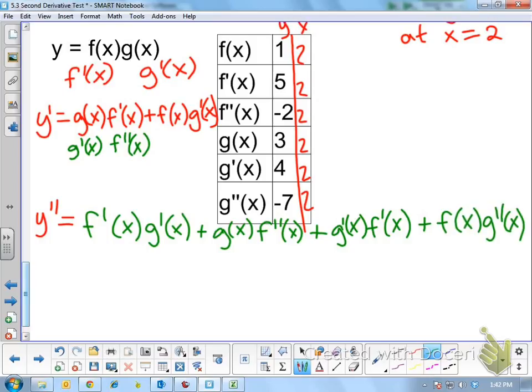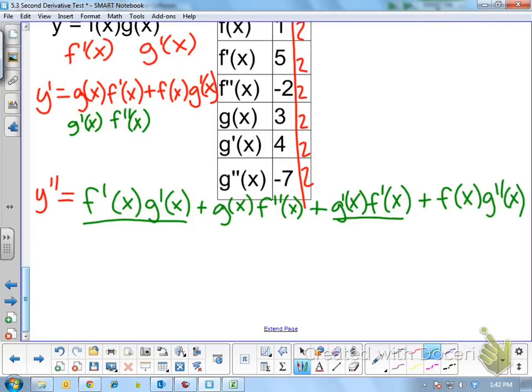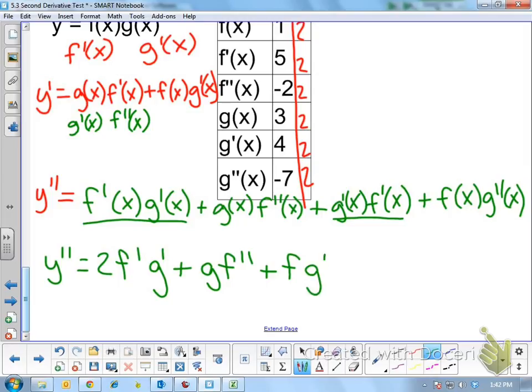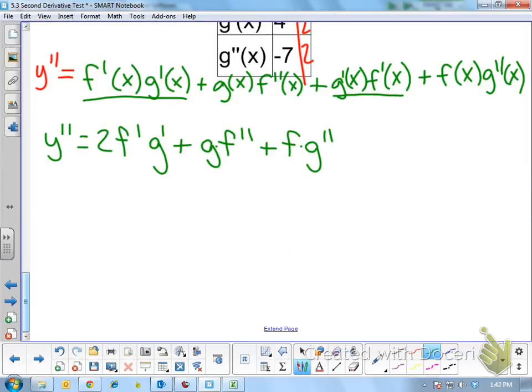And we could do a little bit of simplification. What could I actually simplify on this? There's two of the same thing. So I could write this as y double prime equals 2 f prime g prime. I'm going to stop writing the of x just because I'm lazy. No other reason. Can you do that on the AP test? No. No, you cannot.